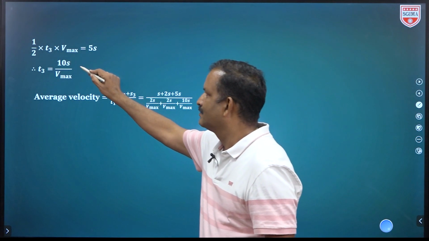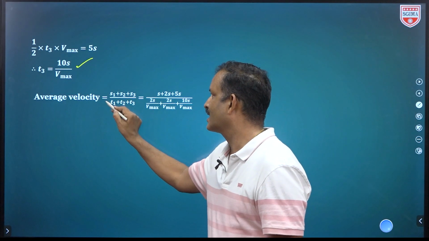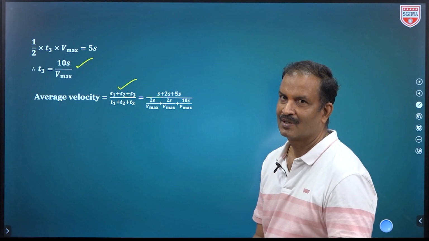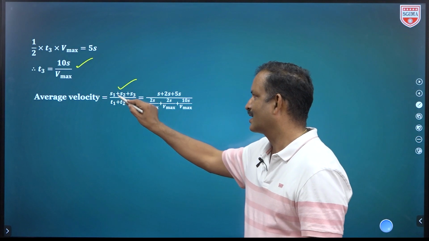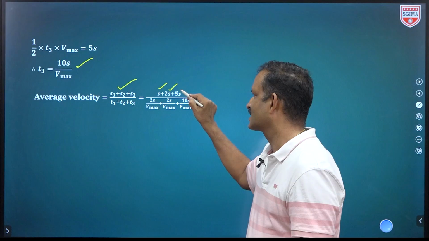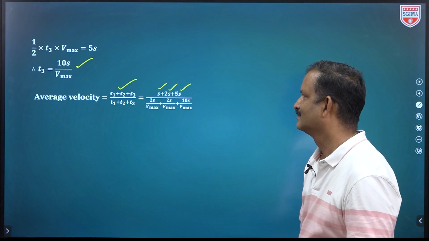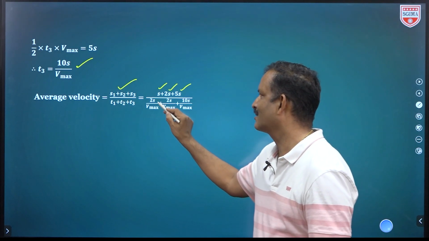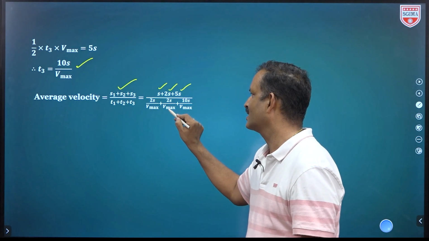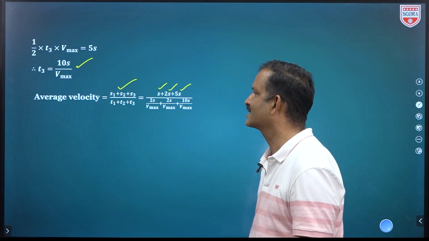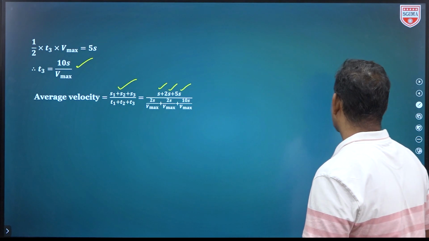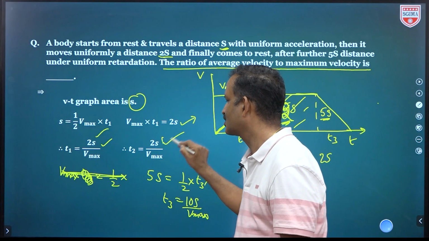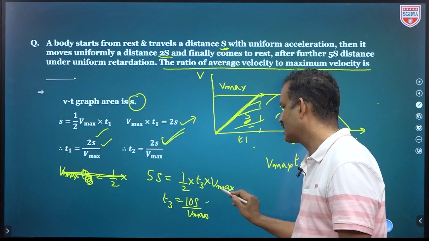Average velocity is total displacement by total time. Total displacement is s plus 2s plus 5s, first s, next 2s, next 5s, by total time. Total times here we determined. First time is 2s by V maximum, next time is 2s by V maximum, third time is 10s by V maximum.